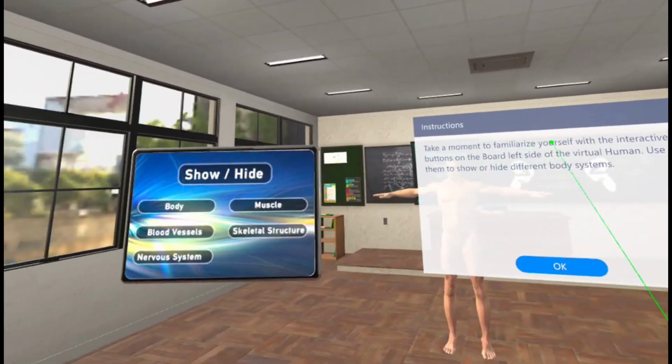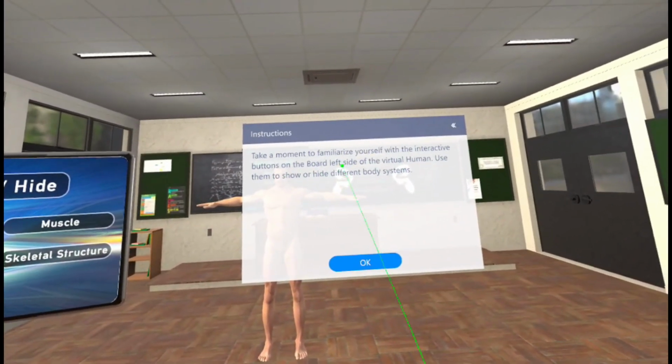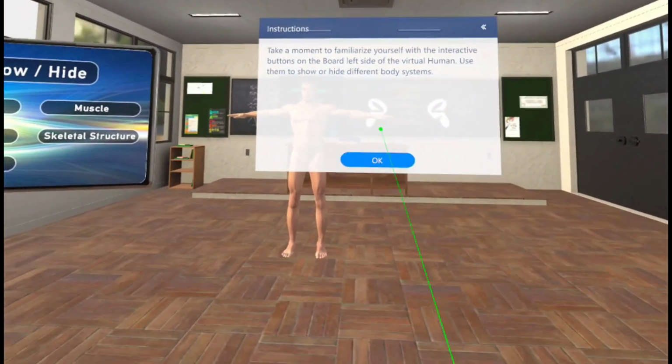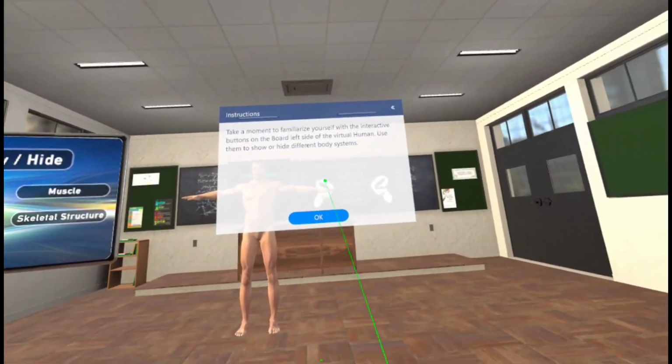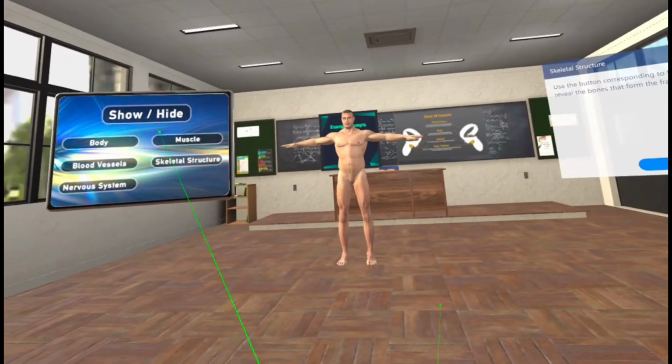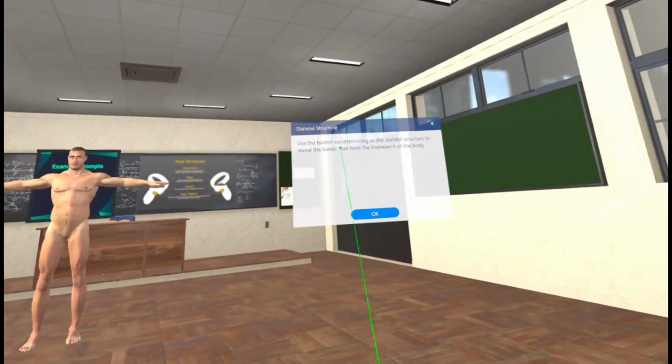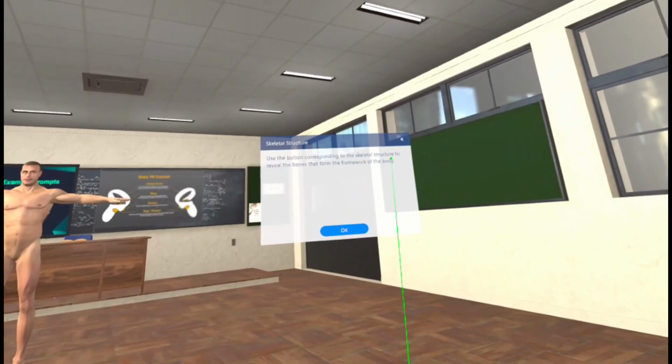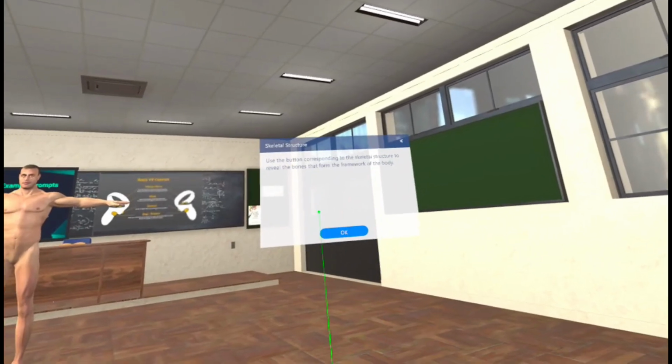Take a moment to familiarize yourself with the interactive buttons on the left side of the virtual human. Use them to show or hide different body systems. Use the button corresponding to the skeletal structure to reveal the bones that form the framework of the body.